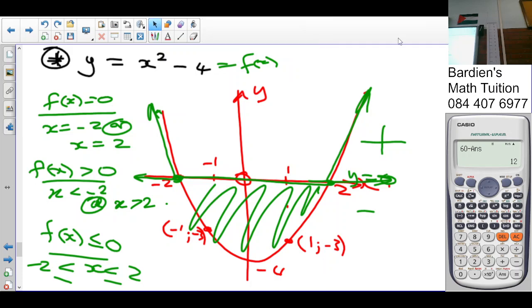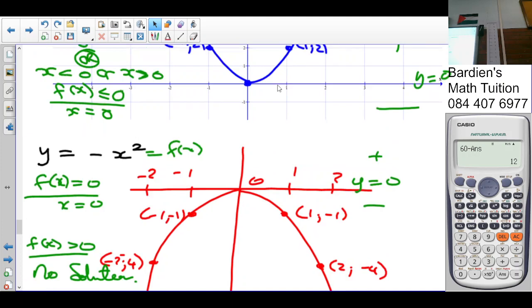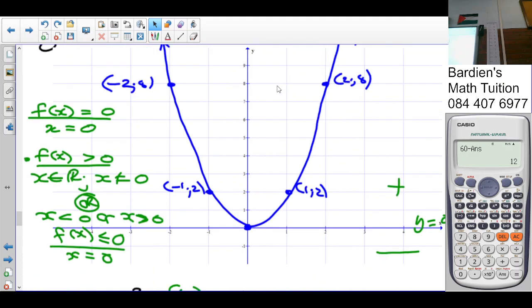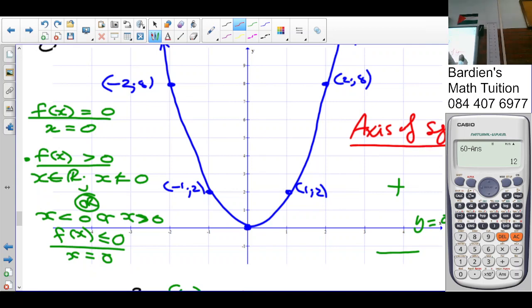One more thing is, they would ask you to write down the equation of the axis of symmetry. The axis of symmetry is like a mirror image. We spoke about the symmetrical line already. So x here is equal to 0. You see this y-axis? Your symmetrical line. In all three cases, x is equal to 0 there.